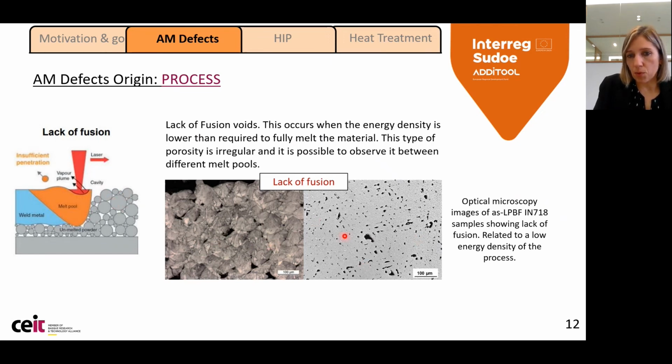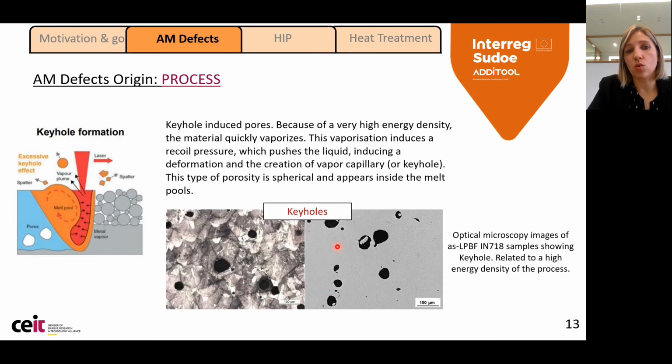So here is an example for Inconel 718 laser powder bed fusion, where we were using very low energy. But if we go to the contrary, so to use too high energy densities, in this case, we have again porosity, but it's a different one. In this case, this is related with the quick vaporization of the material. Some elements can vaporize and produce these spherical holes or pores inside the melting pool.